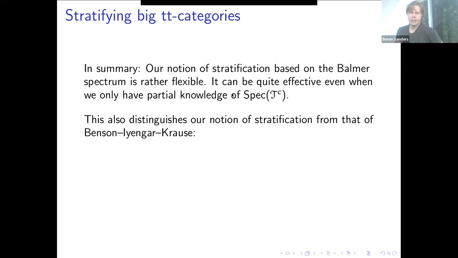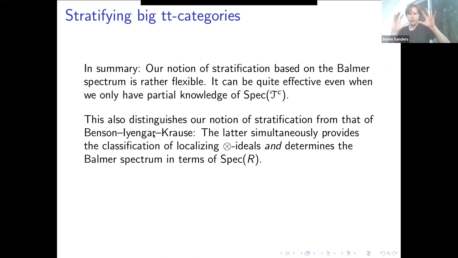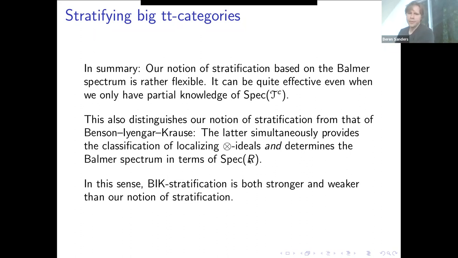And this aspect of our story also distinguishes this approach from that of Benson-Iyengar-Krause, because the approach of Benson-Iyengar-Krause is simultaneously classifying the localizing tensor ideals and computing the Balmer spectrum in terms of the spec of the ring that's acting. So in this sense, BIK stratification is both stronger and weaker than our notion of stratification. It's doing both more and less.